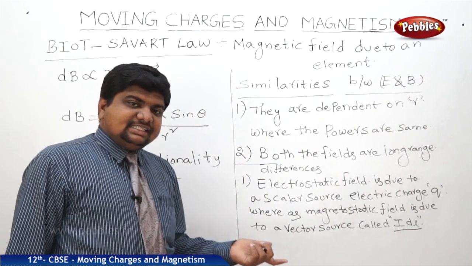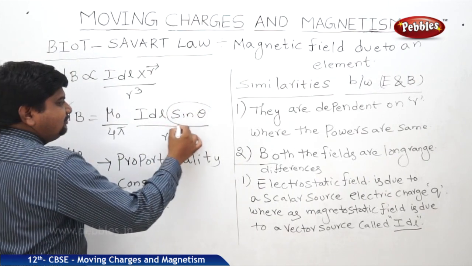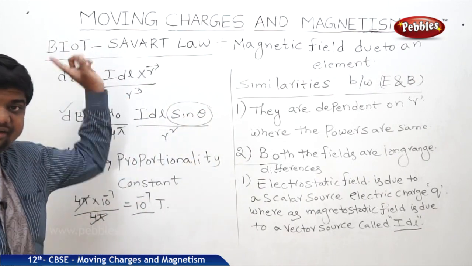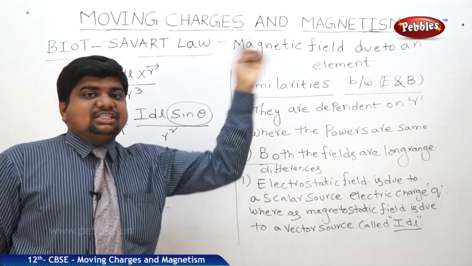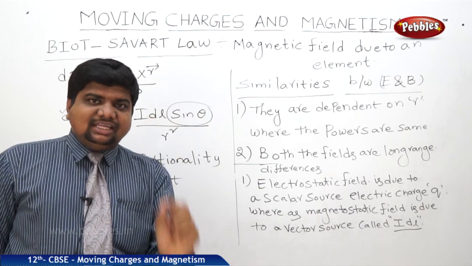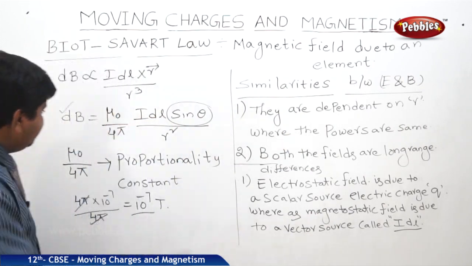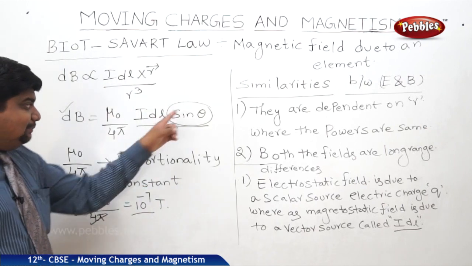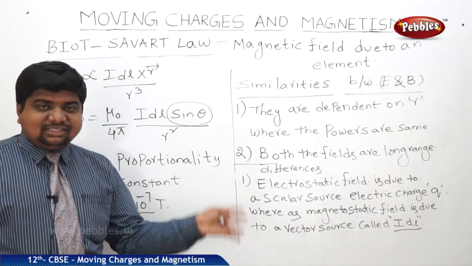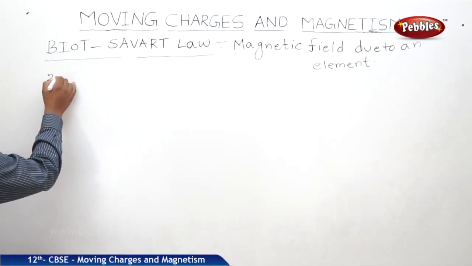One more difference is magnetostatic field is associated with the angle, whereas electrostatic field is not at all in association with the angle. The expression 1 by 4 pi epsilon naught q by r square clearly says it is independent of angle between the q and r. But here magnetostatic field is dependent on angle, that is sine. That is one more difference. So what is the one more difference?